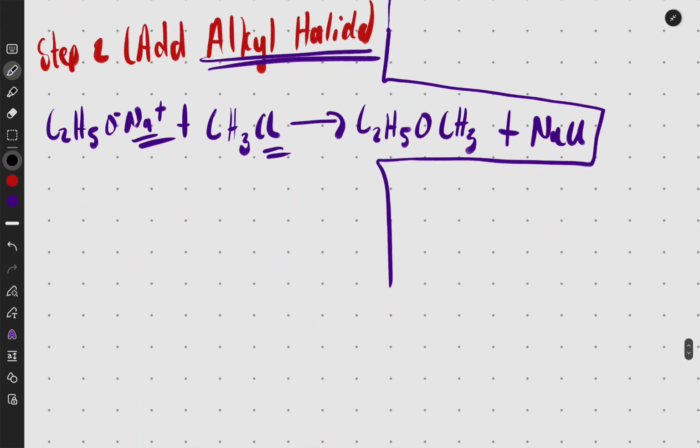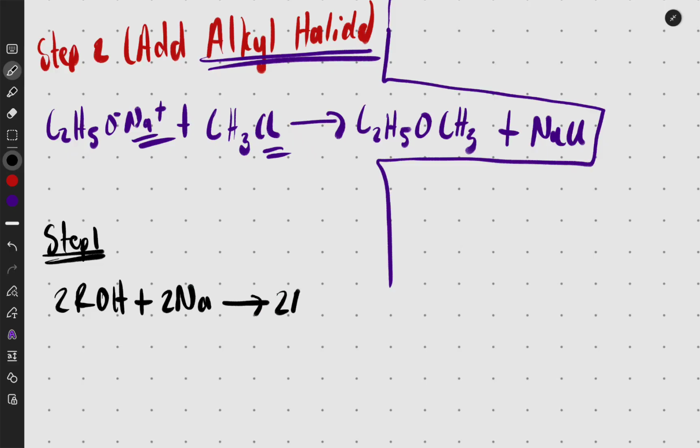So if we put it in general form, we'll just say in step 1 for Williamson synthesis, these are just the ways to make an ether. Ether is made, number one, by Williamson synthesis, and then number two, by adding sulfuric acid to your alcohol. So here we can say step one was we had ROH, which is your alcohol. We add a metal or a metal hydride, and what are you going to get? 2 RO minus Na plus, and hydrogen, okay?